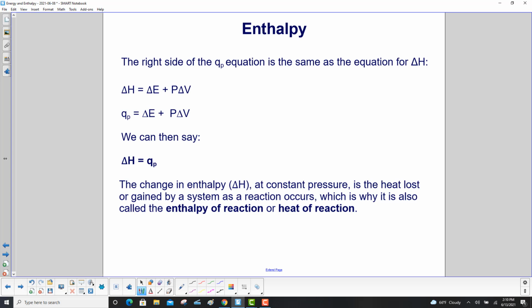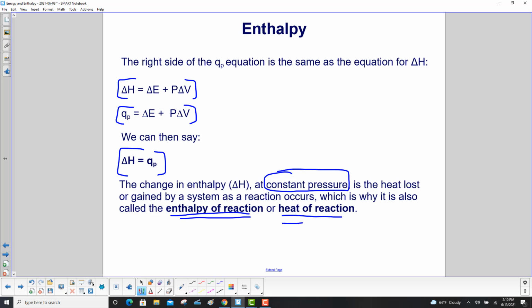We bring over the Q sub P equation from the previous slide along with our definition of enthalpy. The right sides are the same. That enables us to say delta H, or change in enthalpy, is Q sub P. So the change in enthalpy at constant pressure, and that's the only one we're dealing with here, is the heat lost or gained by a system as a reaction occurs, which is why it is also called the enthalpy of reaction or the heat of reaction.